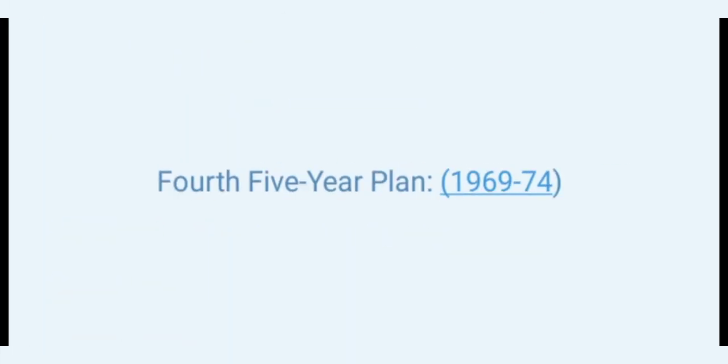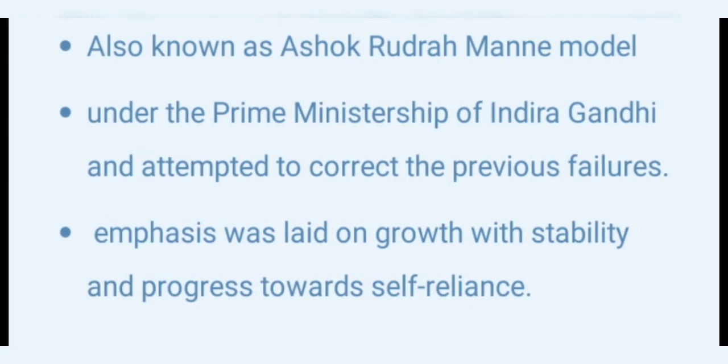Fourth 5-year plan, 1969 to 1974, also known as Ashok Rudra Mane model, under the prime ministership of Indira Gandhi, attempted to correct the previous failures. Emphasis was laid on growth with stability and progress towards self-reliance.